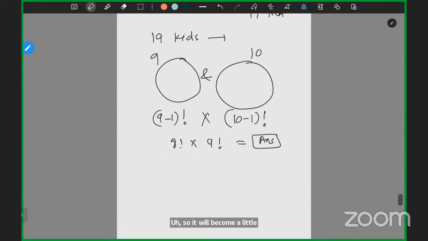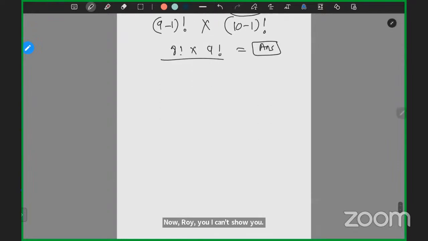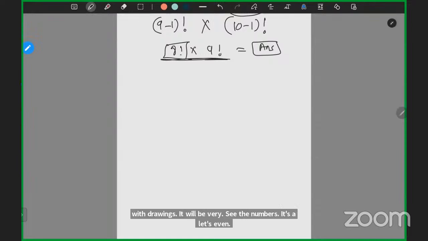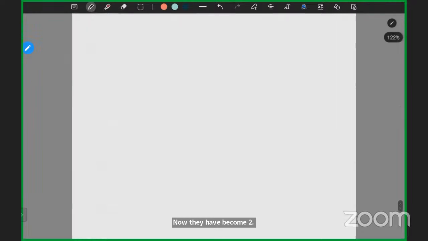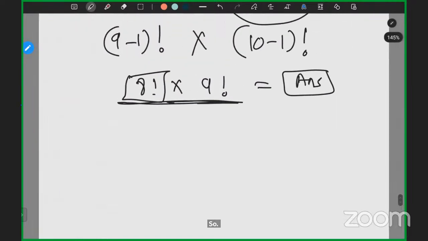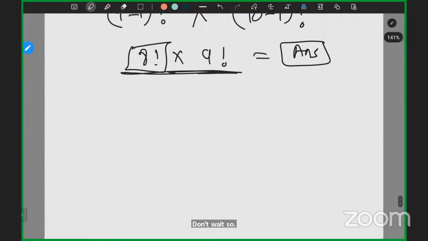So I can't show you with drawings now. Even this one number itself is very huge, and now they become two. So it's like that. Don't worry, you don't need to draw this. It's just for the visualization purpose.